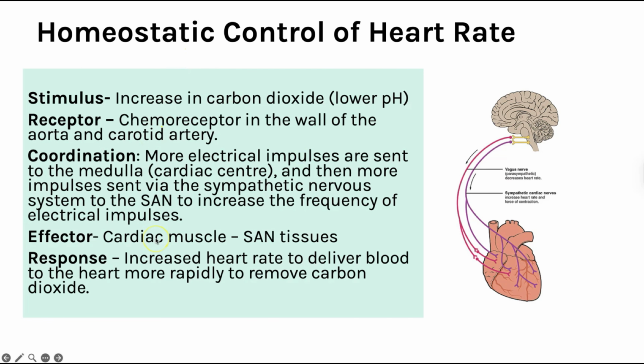So here is the process. The stimulus in this case is an increase in carbon dioxide, meaning lower pH, and an increase in hydrogen ions. Chemoreceptors in the walls of the aorta and the carotid artery will detect that. Then the coordination is more electrical impulses are sent to the medulla, which is the cardiac centre, and that will then result in more impulses sent via the sympathetic nervous system to the SAN to increase the frequency of electrical impulses. The effector is the cardiac muscle, so the SAN tissue, and the response is an increased heart rate because the SAN will be firing more rapidly.